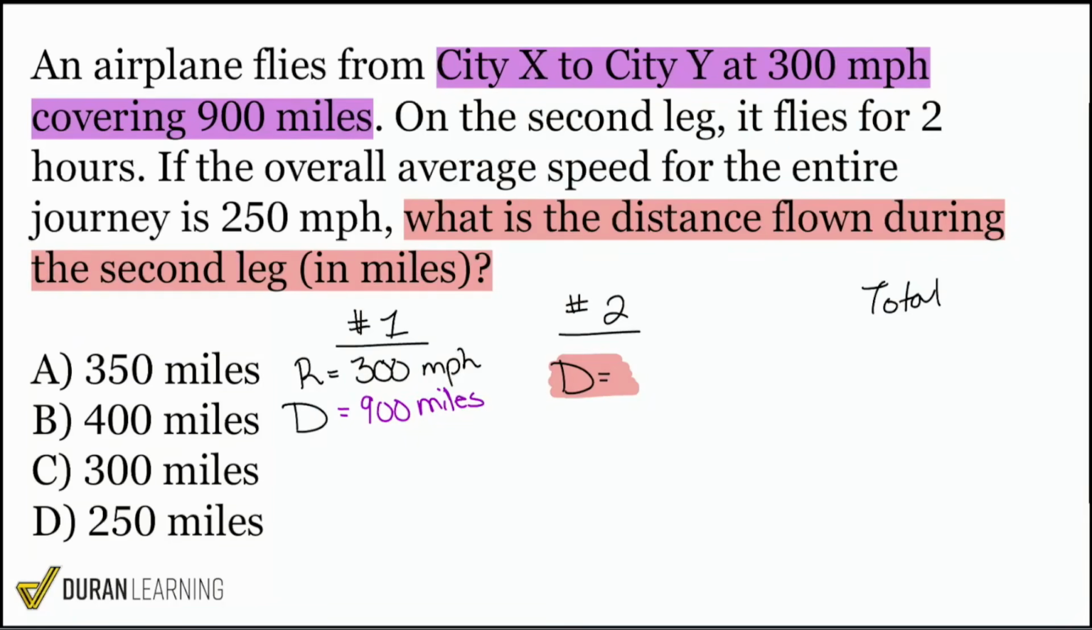Let's keep reading here. On the second leg, it flies for 2 hours. That's all the information we have for the second leg. For the second leg, 2 hours is the trip. That's all we're given in that sentence. So let me write that down. T equals 2 hours. That's not the first leg, that's the second leg. Then we're given in the next sentence that the overall average speed for the entire journey is 250 miles. Okay, sounds good. So here we go. The overall rate for the trip is 250 miles per hour.